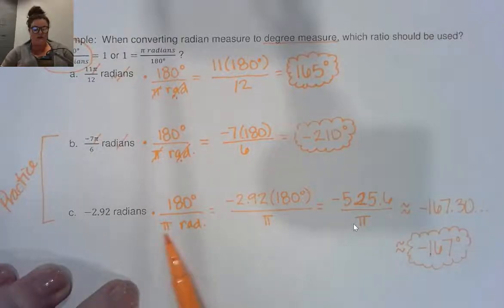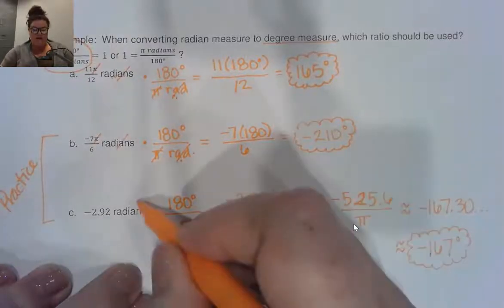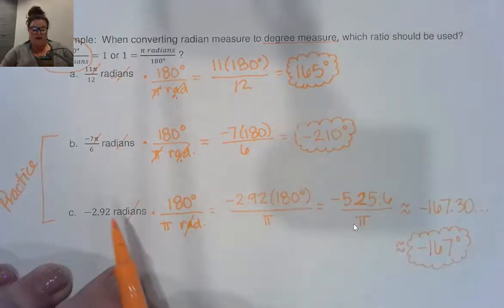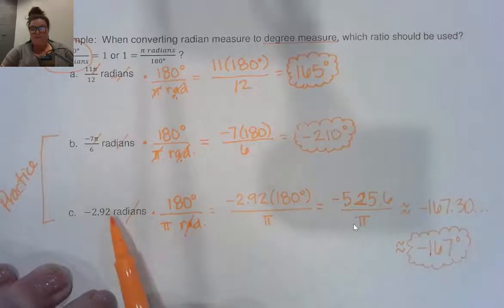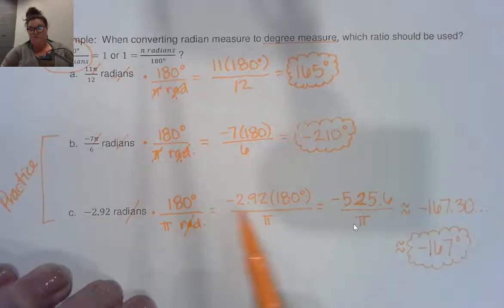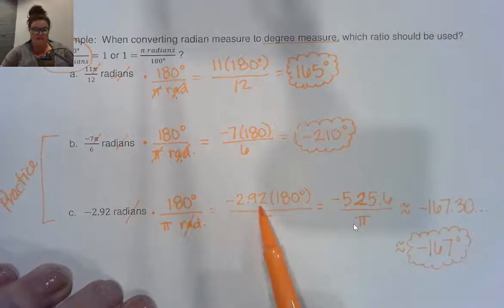All right, so again, we still work it as 180 degrees over pi radians. Notice again my radians cancel, but notice I don't have a pi that cancels, right? This one came out to where we didn't have a pi, and that happens sometimes. So when I multiply what's left over, I have the -2.92 times 180 on top, and on bottom I still have that pi.